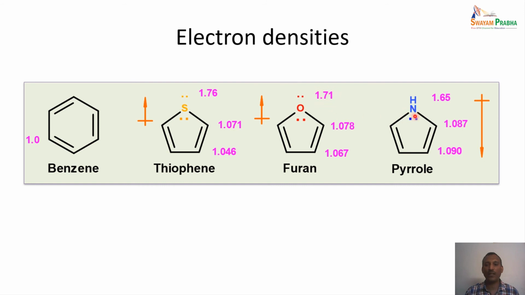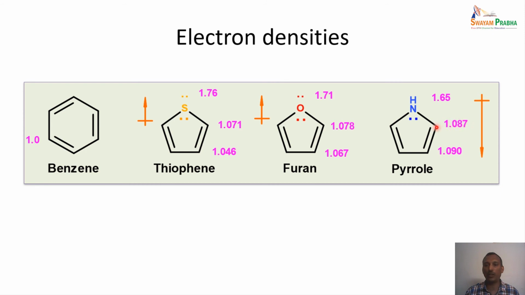In the case of nitrogen, this is somewhat lesser. And when we look at the alpha and beta carbons, the alpha carbon has an electron density of 1.071 in the case of thiophene, whereas in the case of pyrrole it is 1.087.